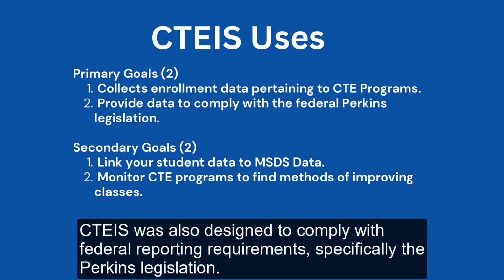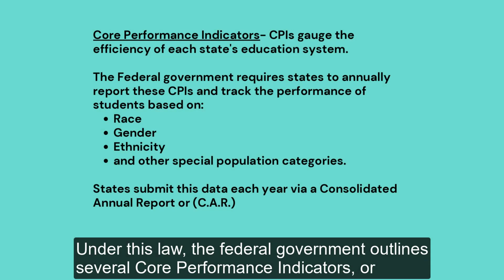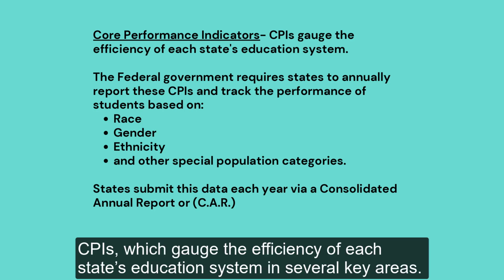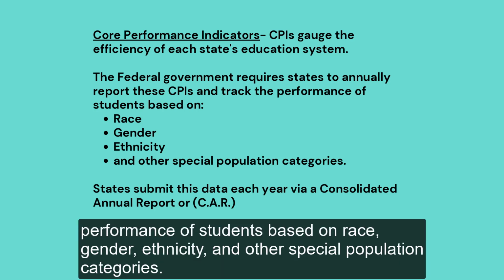CTEIS was also designed to comply with federal reporting requirements, specifically the Perkins legislation. Under this law, the federal government outlines several core performance indicators, or CPIs, which gauge the efficiency of each state's education system in several key areas. The federal government requires states to annually report these CPIs as well as track the performance of students based on race, gender, ethnicity, and other special population categories.